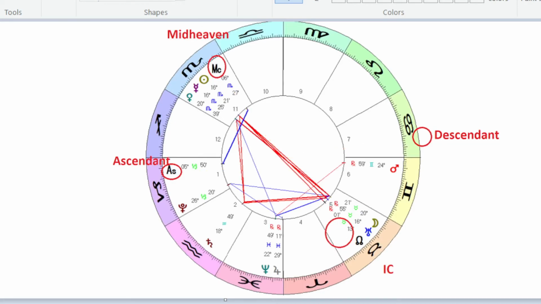You could see that if somebody's born in the northern hemisphere and they have their midheaven right there, then they're probably born in the summer, because it's at the highest possible point. I hope that makes sense. And then the opposite, of course, is true for the IC. It's just going to be 180 degrees away from the midheaven.